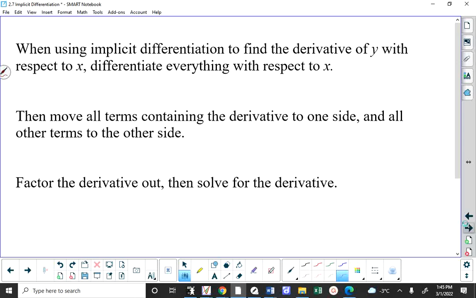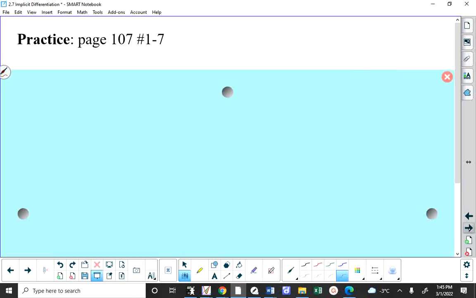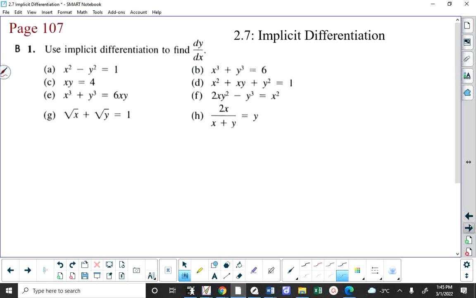All right, so I will let everybody get to work here. By the way, this is one I might rearrange first. I think it might be easier to differentiate that than it is to use the quotient rule. Anyway, I'll let you get to work.